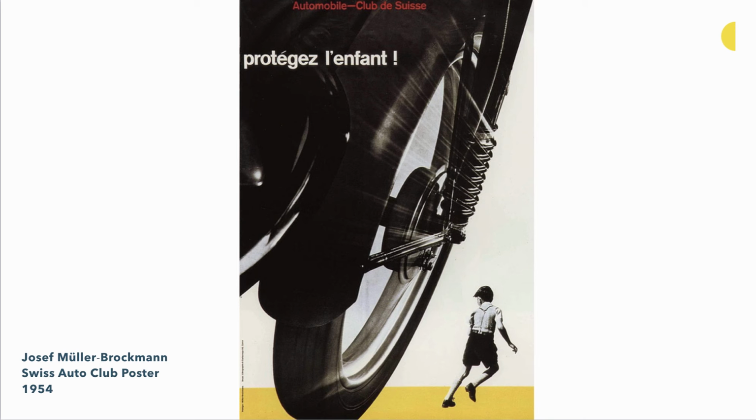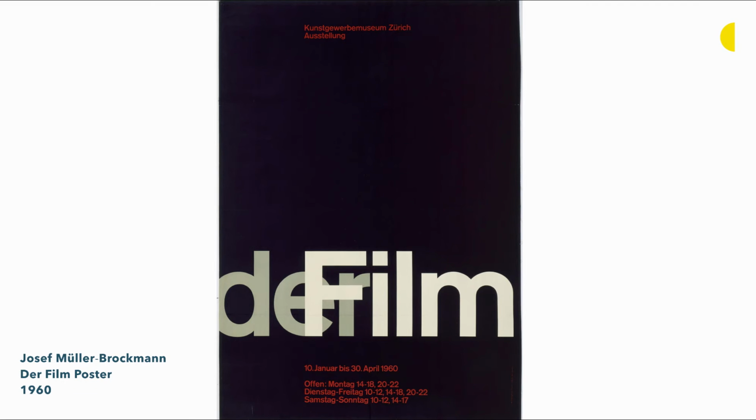Here's a rather dramatic poster he created for the Swiss Auto Club. An exhibition poster, Der Film, demonstrates the universal design harmony achieved by mathematical spatial division. The proportions are close to the 3:5 ratio of the golden mean.